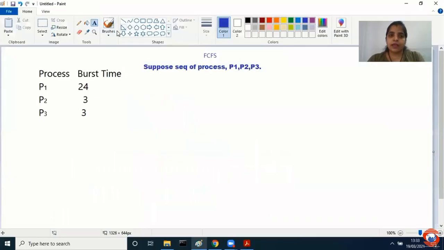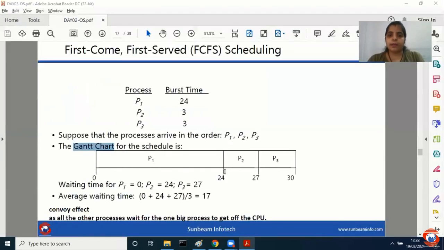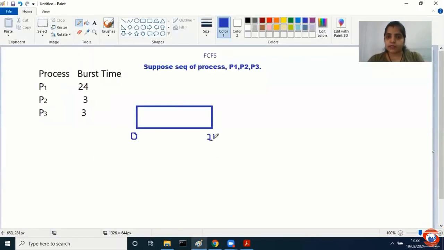So I will say there is a process P1, which, if it starts at 0 millisecond, will go up to maybe 24, let us say. First millisecond से let us say up to 24. अब ये किसको टाइम मिला? CPU का P1 को मिला. P1 has completed its job.